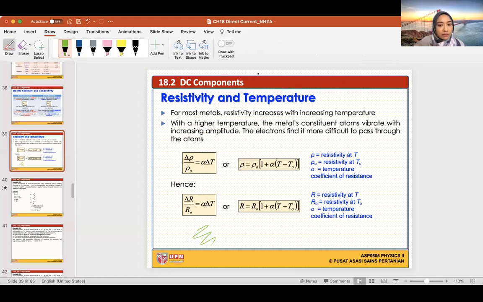Okay, so resistivity and temperature. For most metals, resistivity increases with increasing temperature. Oh, before that, it's not working again. Maybe I need to calm down. Okay, so previously we talked about chapter 14 and the temperature coefficient. This was the equation.